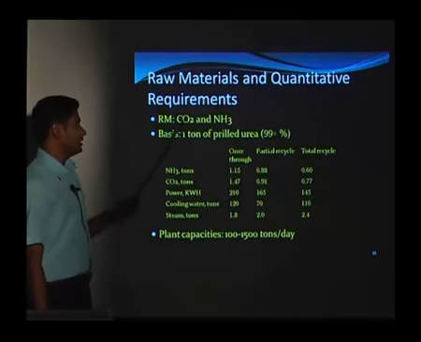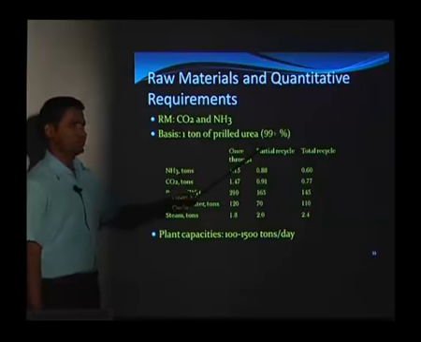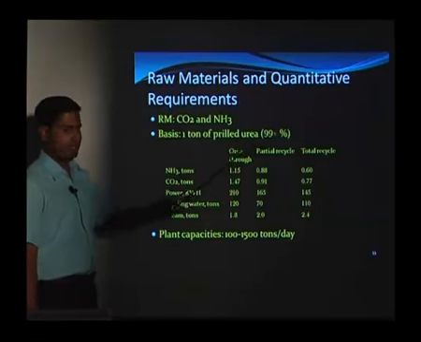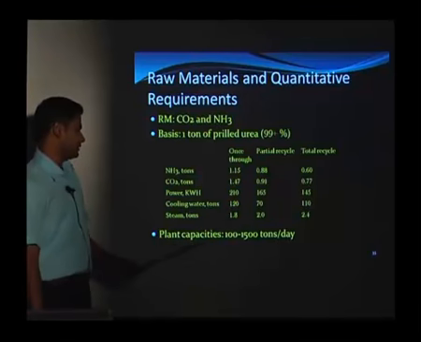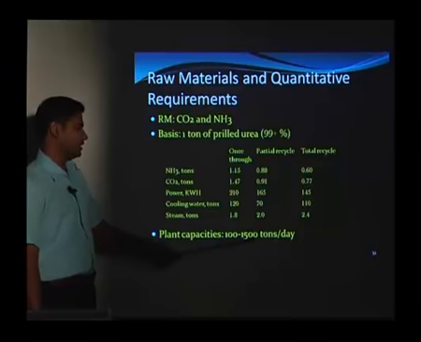So the raw materials and quantity requirement, if you see, the raw materials are carbon dioxide and ammonia. If you are forming 1 ton of pure urea, that is 99+% purity, we need NH3 1.15, then CO2 1.47, power consumption is 210, then cooling water 120 tons, and steam requires 1.8 tons. Then plant capacities are 100 to 1500 tons a day.